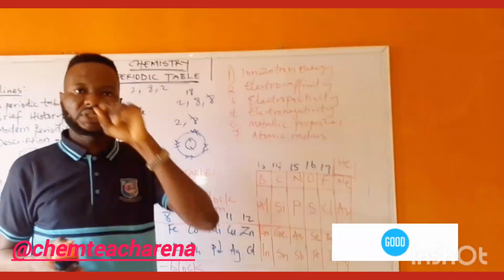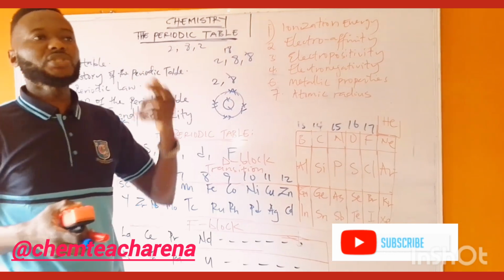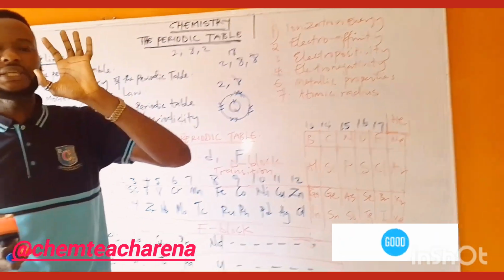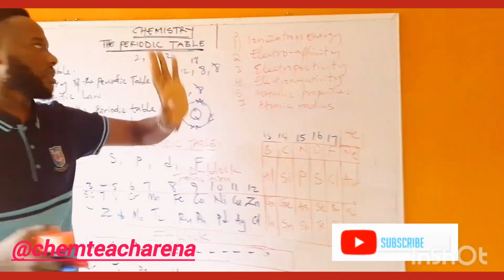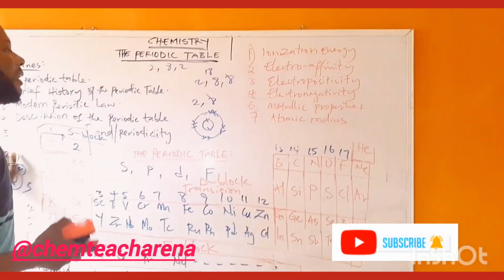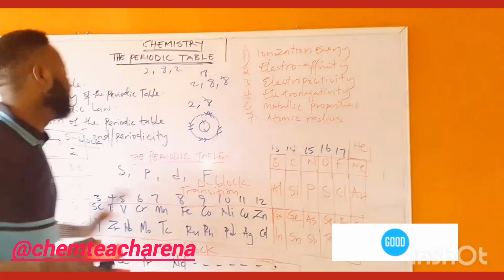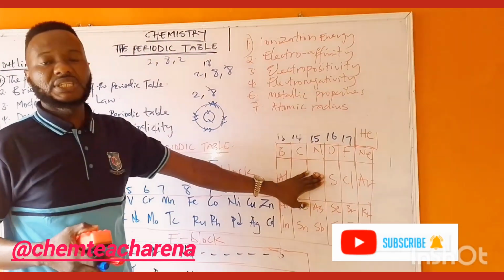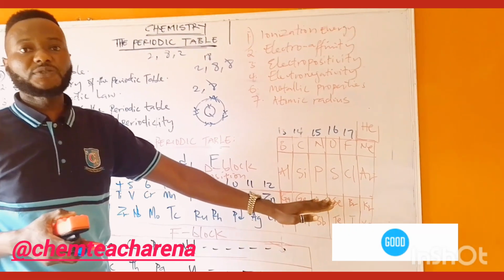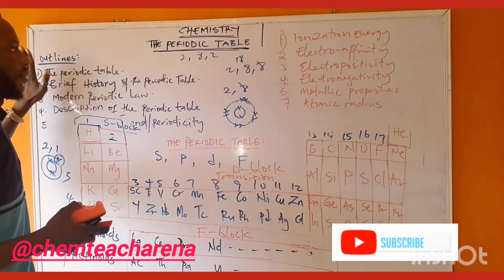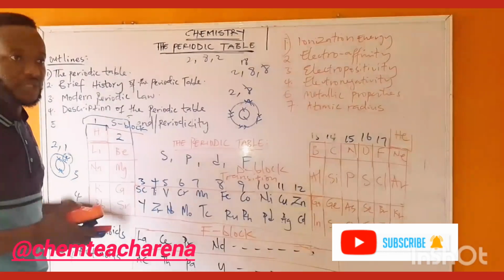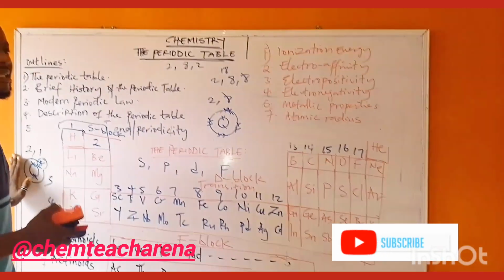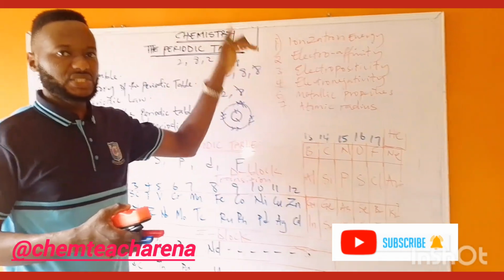Then the third one is electropositivity. Electropositivity is the ability of an atom to lose an electron. The ability of an element or an atom to lose an electron. That is electropositivity. Moving from left to right across the period, what happens to electropositivity? It decreases. It decreases from left to right and increases from top to bottom, that is down the group. Let me say it again: electropositivity decreases from left to right and increases down the group.